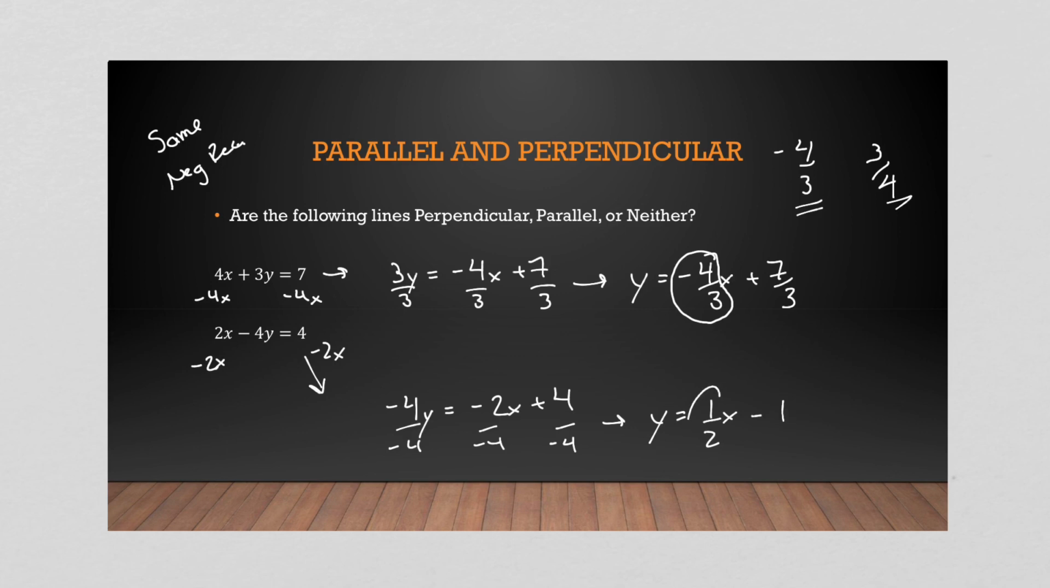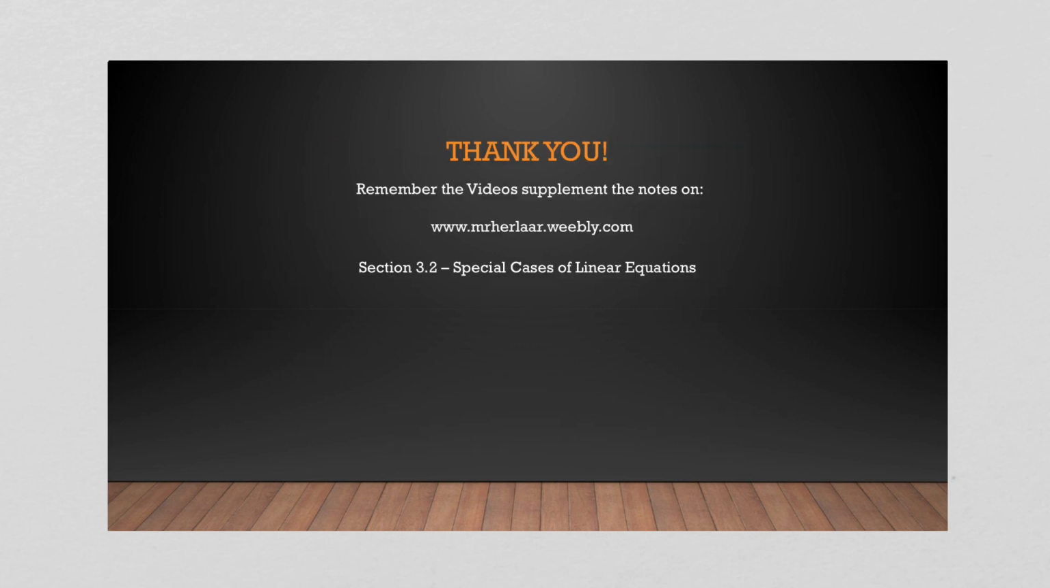So we have a slope of a half. Now those two slopes are definitely not negative reciprocals, and they are absolutely not the same. So in this case, we just say these lines are neither. They're just two lines.